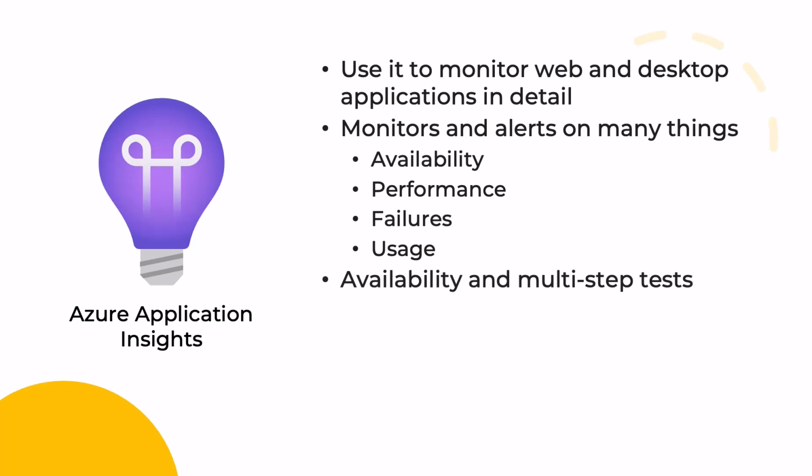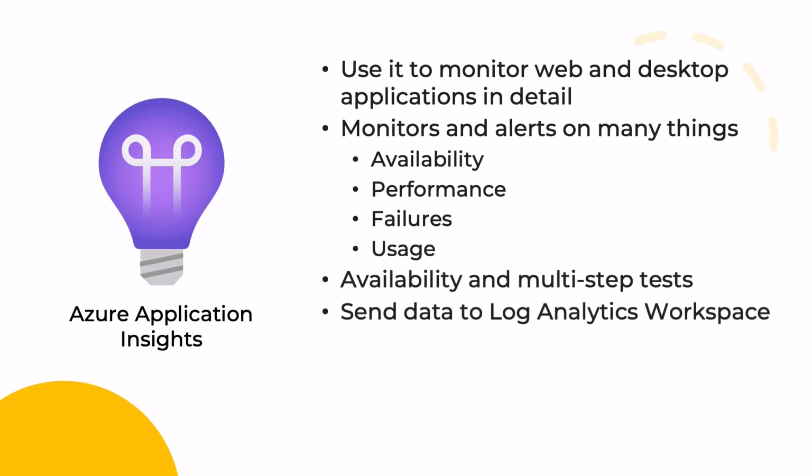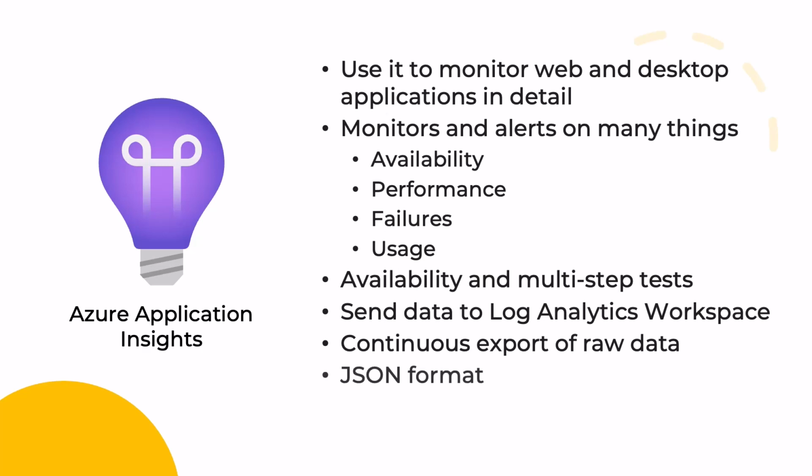Application Insights collects its data and sends it to a log analytics workspace. Again, not important for now, it's just a data store for analytics data. You can also export its raw data in JSON format to save it for yourself and analyze it. And it has a neat feature called Application Map, which shows all the services that are connected to your app. Let's see that in action.